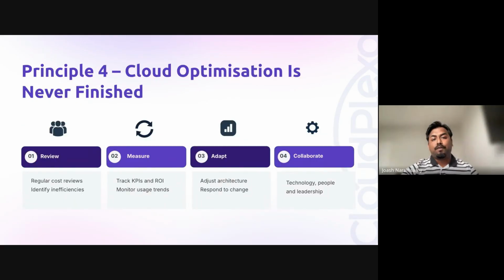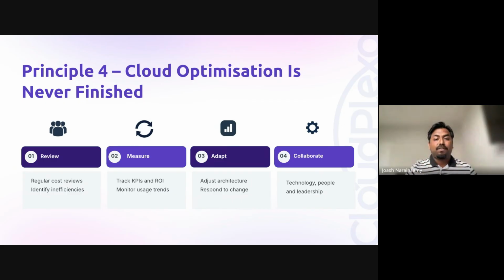And finally, our fourth principle is cloud optimization is never finished. This is perhaps the most important principle of all. Cloud optimization isn't a project, it's an operating model. Technology changes constantly. Business priorities evolve. Applications grow, new services become available, pricing models improve, AI capabilities continue to expand. If your organization only reviews costs once a year, it's not going to help in the long run.